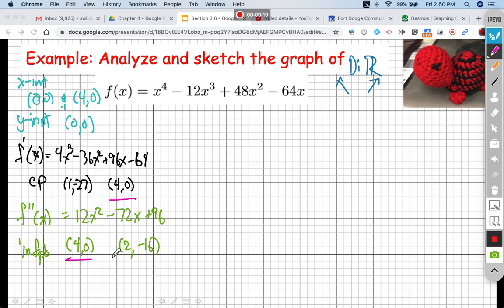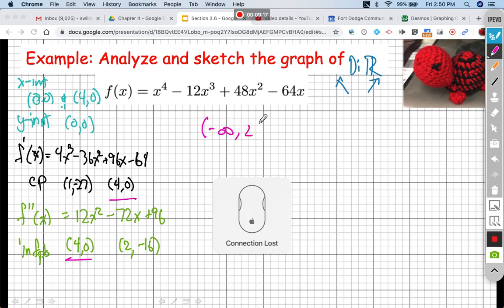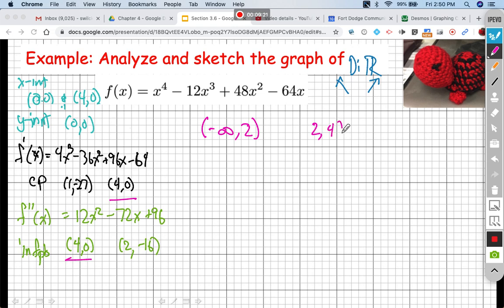Let's look at our intervals based on our inflection points. Our intervals are going to be negative infinity to 2, 2 to 4, and 4 to infinity.